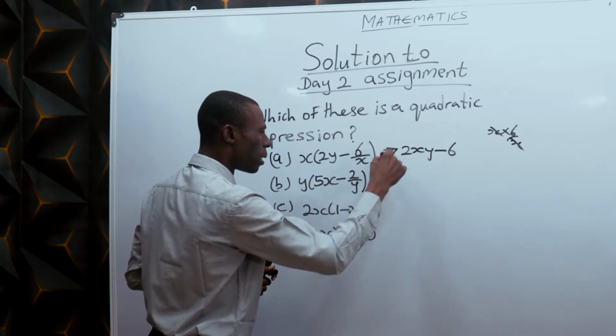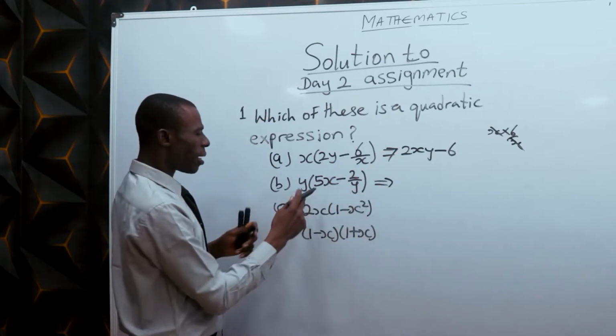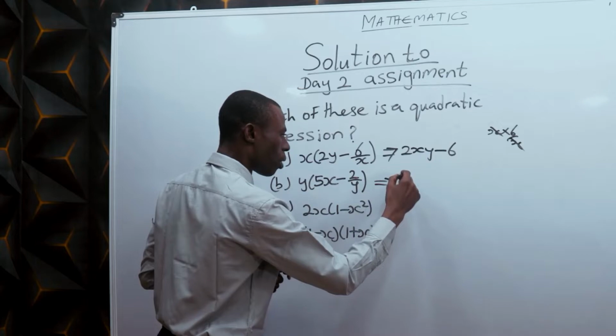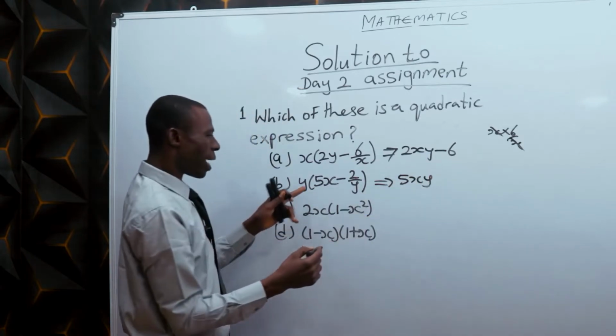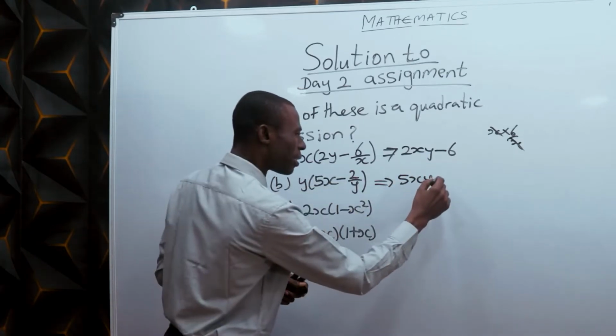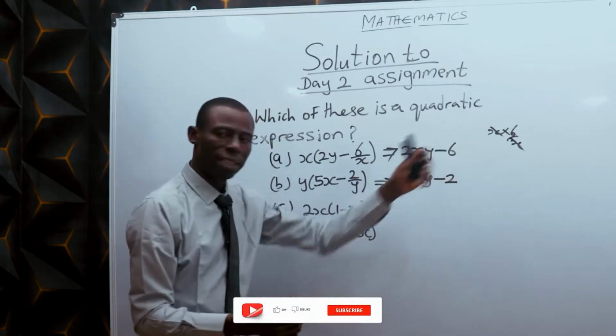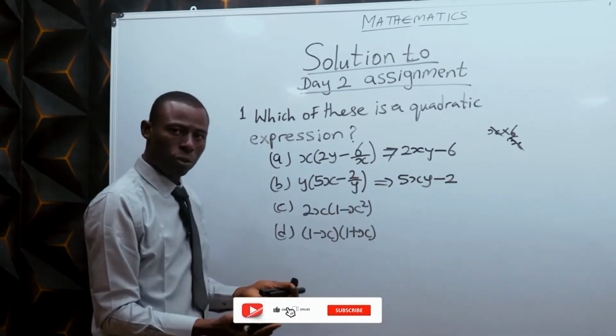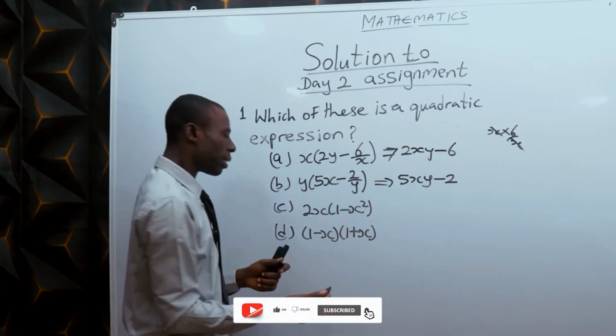Look at this as well. Open this bracket. Y times 5x, so you have 5xy. Y times minus 2 over y, that is minus 2. Just like the first one, you know there is no power 2 there. It is not a quadratic expression.